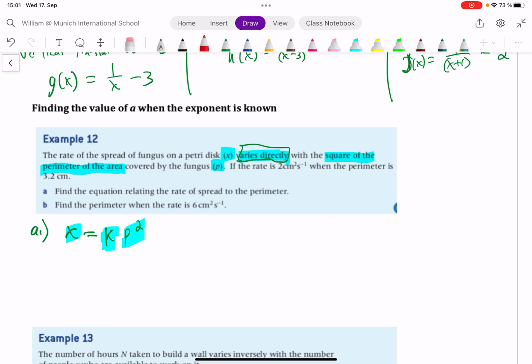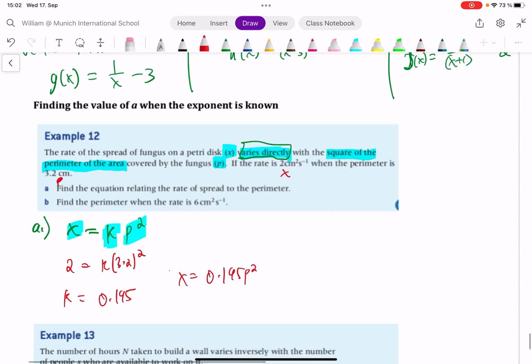It says if the rate is 2 cubic centimeters per second when the perimeter is 3.2. So they basically give us a p value and an x value. And so we can substitute those in and find the k, right? So 2 equals k times 3.2 squared, divide by 3.2 squared, so then k is 0.195. Right, so my actual function is 0.195 p squared when I'm given that initial set of values.